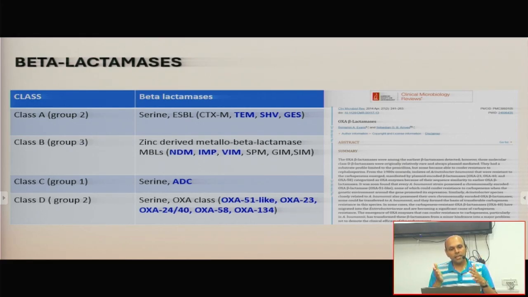In class A, mostly there are ESBLs. ESBLs are extended spectrum beta lactamases. Okay, ESBL, extended spectrum beta lactamases. And examples of those are CTX-M, TEM, SHV, and GES.